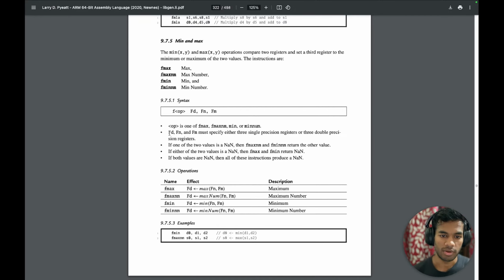Okay, yes, here is the explanation. D, N and M must specify either three single precision registers or three double precision registers. If one of the two values is NaN, then FMAXNM and FMINNM return the other value. Okay, if one of them is not a number. If either of the two is a NaN, then FMAX and FMIN return NaN. If both values are NaN, then all of these instructions produce a NaN. Like, of course, yep.